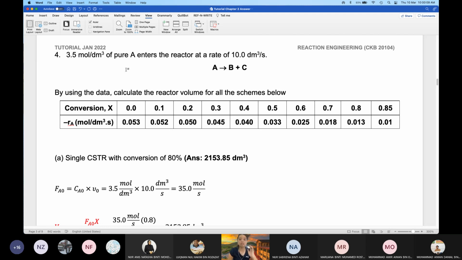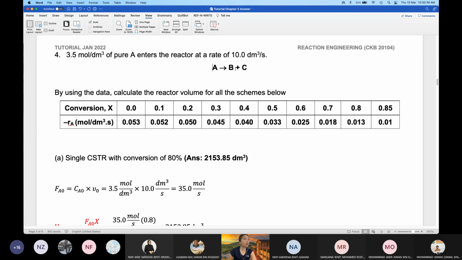So let's say this part you get wrong. You think this 3.5 is Fa0. If you put it as Fa0, the entire calculation is wrong. It means at the very first step you already misidentified it. You thought it was Fa0, but it is actually Ca0. The entire question is ruined for you. So make sure you do not make this mistake. Look at the unit, make sure first what that value is. Okay, so this part, this is Ca0.